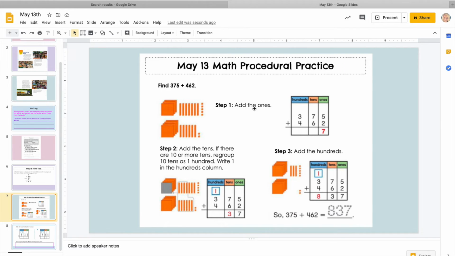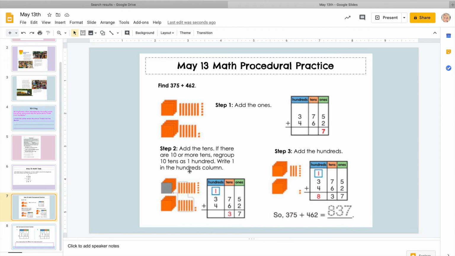So for step 1, we need to add the ones. We have 5 plus 2. And 5 plus 2 is 7. That is less than 10, so there's no regrouping that needs to go on, so we can go ahead and move on to step 2. Step 2, add the tens. If there are 10 or more tens, regroup 10 tens as 100. Write 1 in the hundreds column.